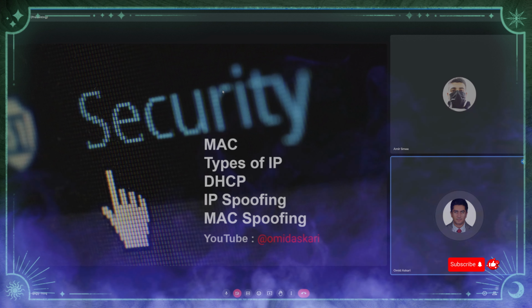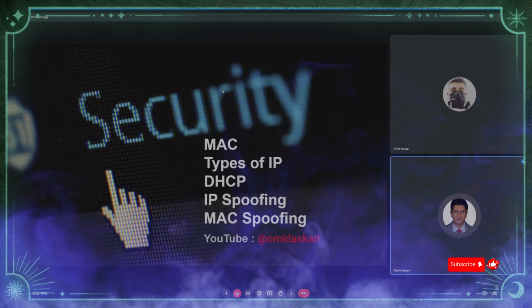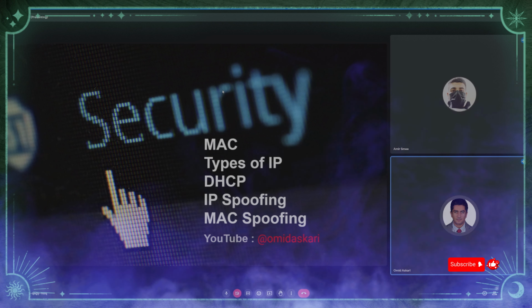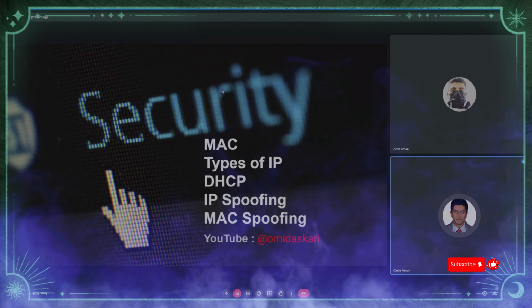There are many future trends in IP and MAC spoofing, such as the development of new attack techniques and the increase of malware or something like that.